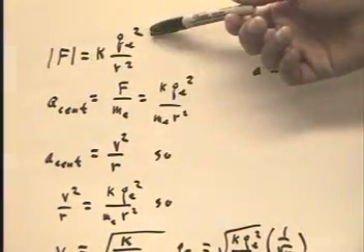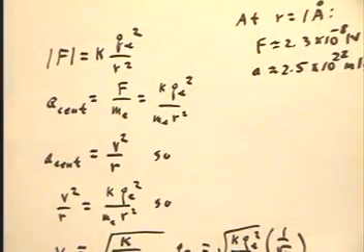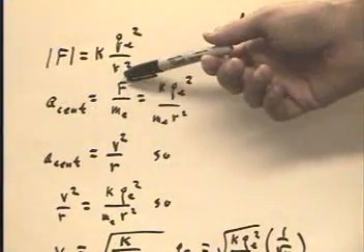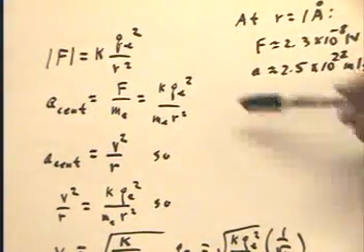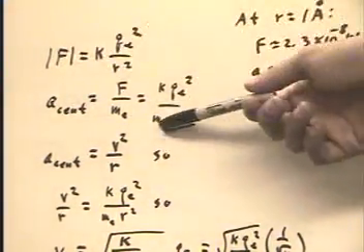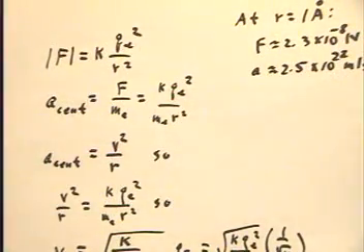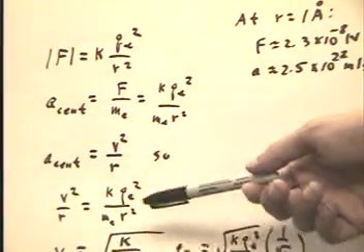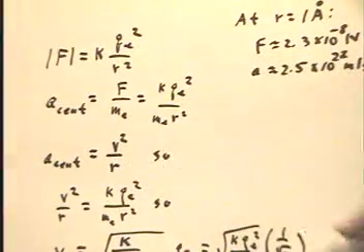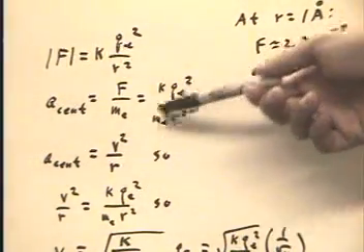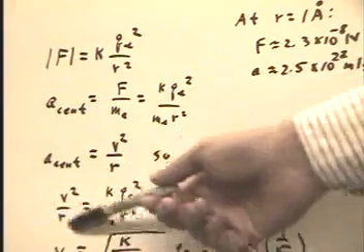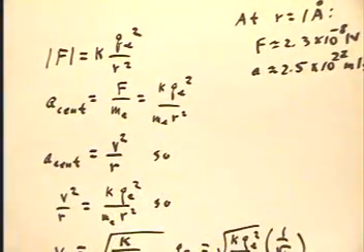Magnitude of the force is kQe squared over r squared. Centripetal acceleration is just the force divided by the mass of the electron. So we just take this expression and throw the mass of the electron into the denominator. The centripetal acceleration, of course, is also v squared over r. So we have two expressions for the centripetal acceleration. We set them equal, and we solve for v.